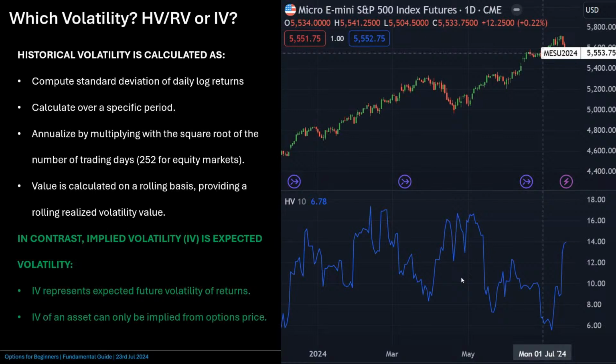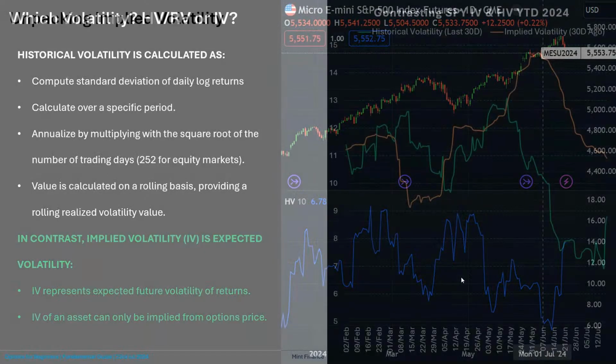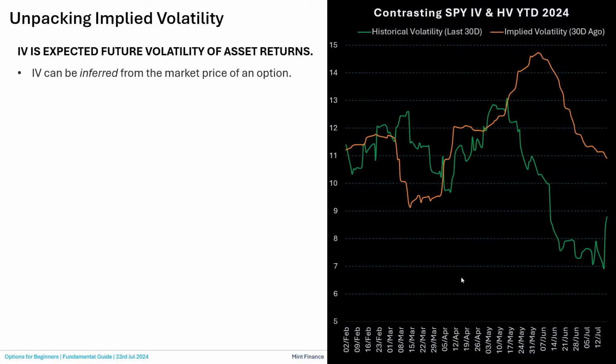Again, nobody can predict the future as much as we would like to. So generally, this value comes down to something that we imply from an options price. We can go into a little bit of detail around that here. As I mentioned, IV is the expected future volatility of the asset's return, so it's inferred from the market price of the option.